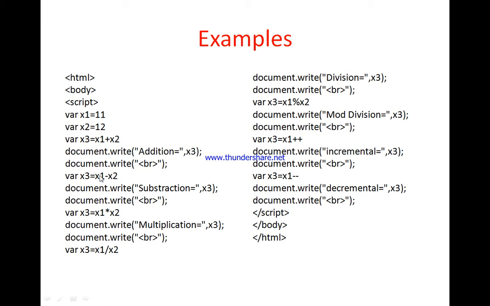Again we have performed the subtraction x1 minus x2, and then we have displayed the subtraction value. Again document.write. In the same way, multiplication, division, modulo division, increment and decrement, all these operations we have done in this example. And after writing this example, we have ended the script tag, ended the body tag and ended the HTML tag. Okay, so we can run this program by saving it with the html extension, and after that you can run this program with any web browser. Then you can see all the output.